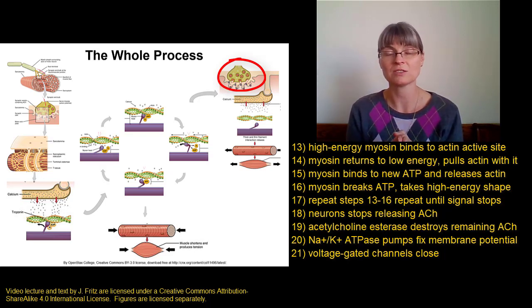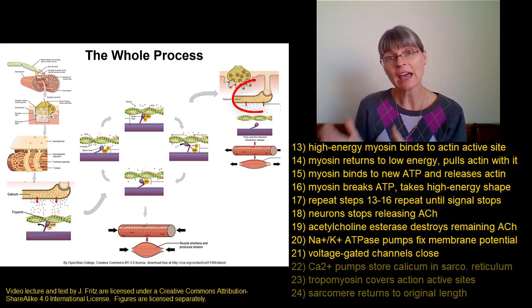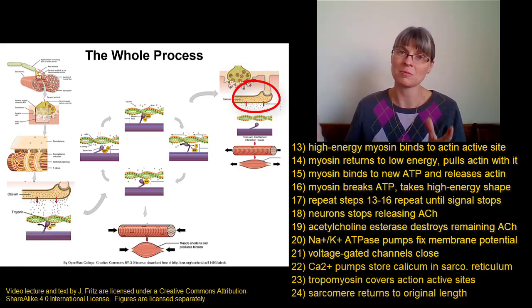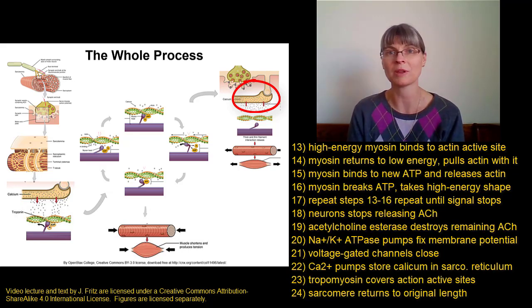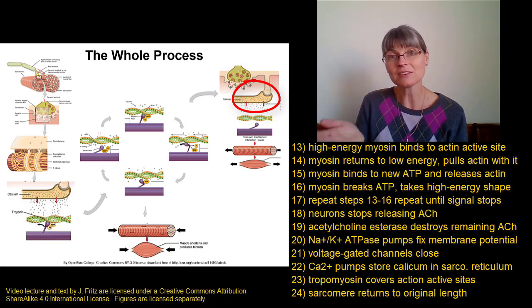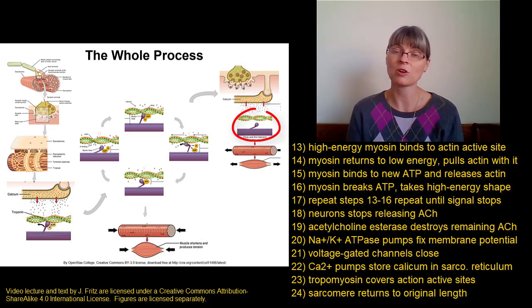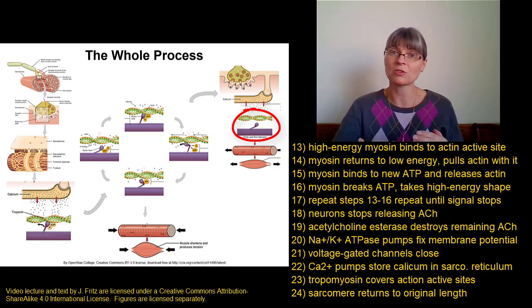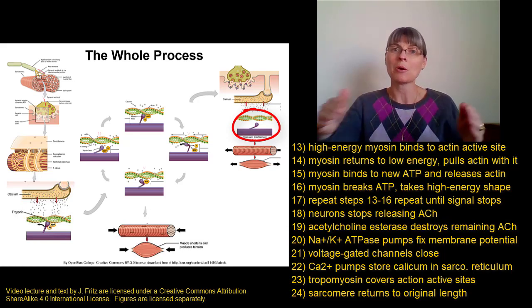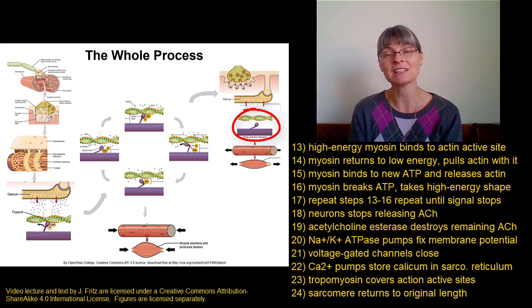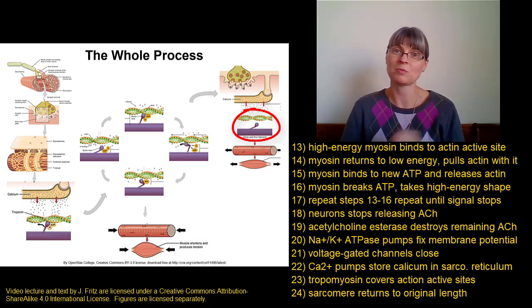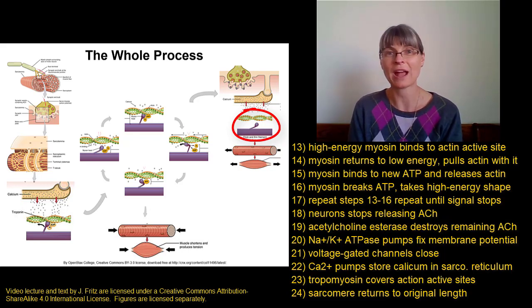We close all the voltage-gated sodium channels, we close the voltage-gated calcium channels, and now our calcium pumps go to work taking the calcium out of the muscle cytoplasm and putting it back into the sarcoplasmic reticulum. As we get the calcium put away, it gets released from the troponin, which shifts the tropomyosin back in place. We cover the active sites of actin, myosin can't bind anymore, and now titin can allow the sarcomere to be pushed back out to its original length, and the contraction is over.